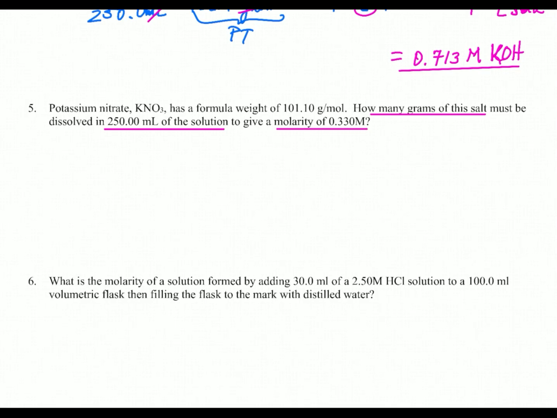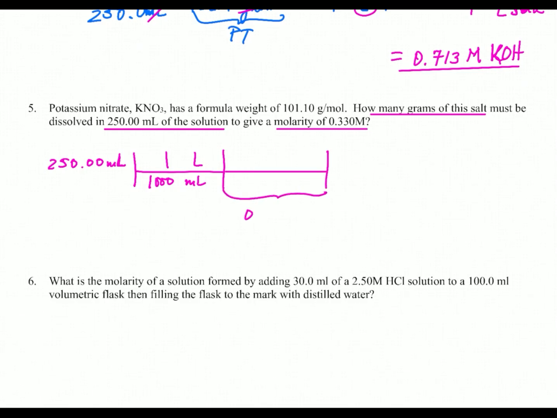So we're going to start with the 250 milliliters, and we're going to get that to liters because we're going to want to use the molarity as a conversion factor from liters to moles. Then we can go to grams. So looking at this, we're going to go from milliliters to liters. So that's 1,000 milliliters per liter. Now we'll be in liters, and we can use moles per liter, the molarity.